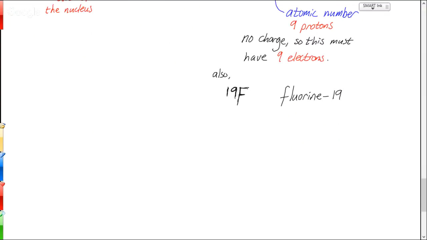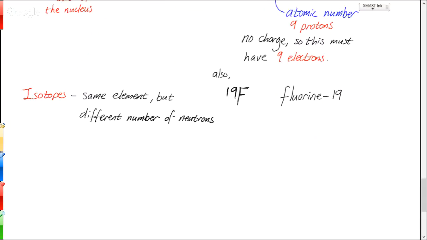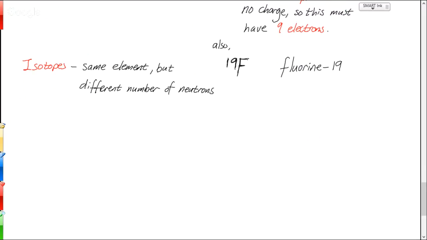We're going to define one word here, isotopes. Isotopes are atoms that are the same element, so the same number of protons, but a different number of neutrons. Most elements have different isotopes that exist in the world. So for instance, carbon has 3 isotopes: carbon 12, carbon 13, and carbon 14.